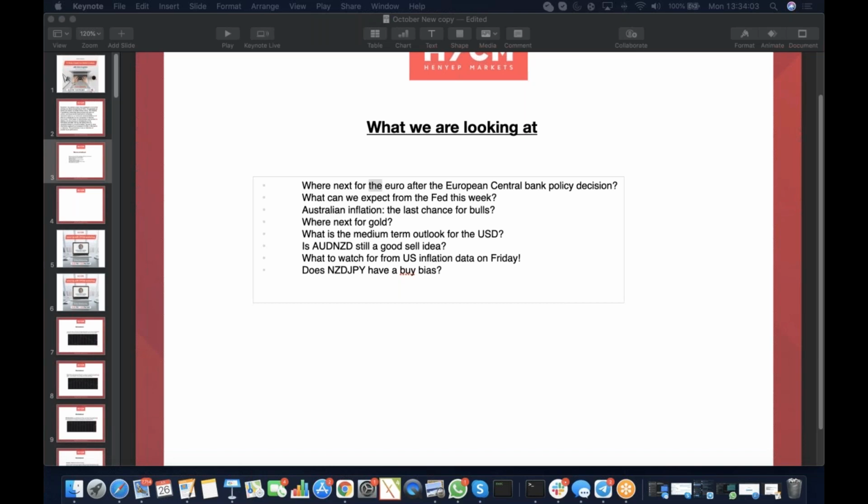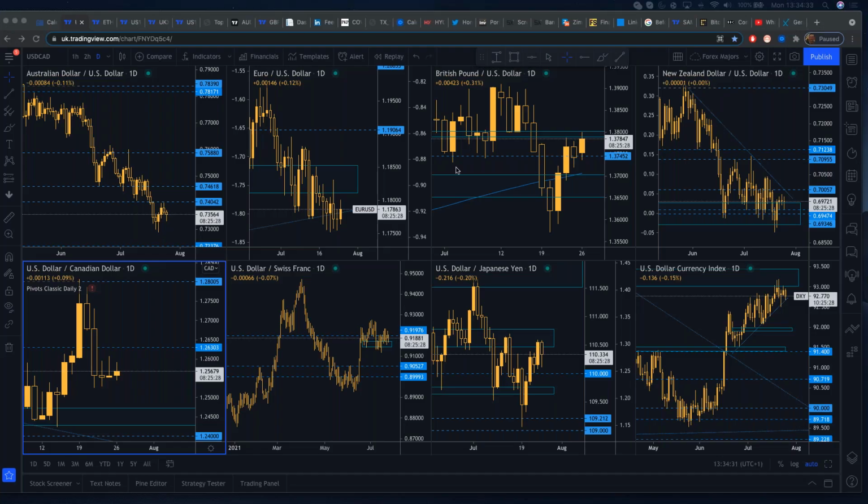We'll look at the different data points that are coming out today, and that should be there to help us. We'll also be looking at the Australian dollar, New Zealand dollar, and the potential sell idea that we still have for that. And also watching for US inflation data on Friday, and the New Zealand dollar, Japanese yen, and the potential buys. And we'll also chuck in a quick look at the FTSE 100. So we've got a lot to get through. With that being said, I'm just going to go over to one of the trading screens, and we can see where the charts are all lined up here.